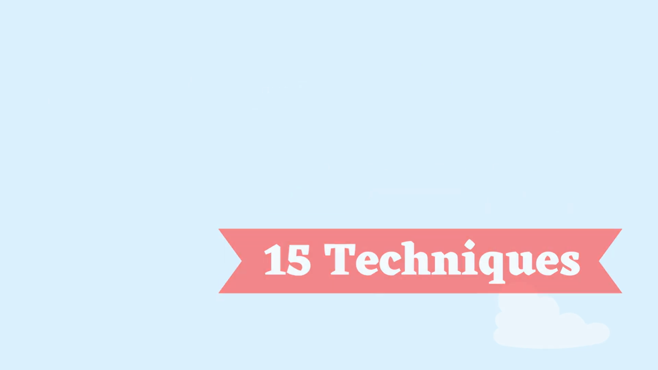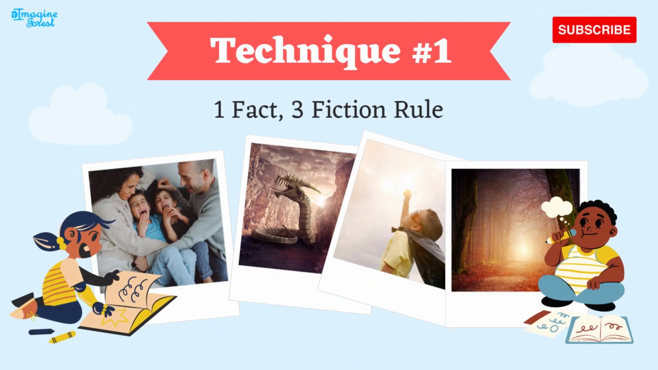The first technique is the 1 fact, 3 fiction rule. To use this technique, first take 1 fact from your own life, such as a good memory you have, or details about your family. Then mix it with 3 fictional or made-up elements, such as having superpowers, or including mythological creatures. You could also flip it around and do 1 fictional element and 3 factual elements to make it easier for you.